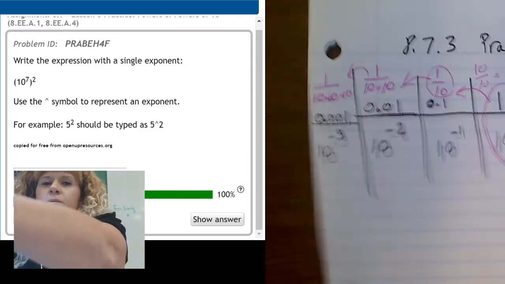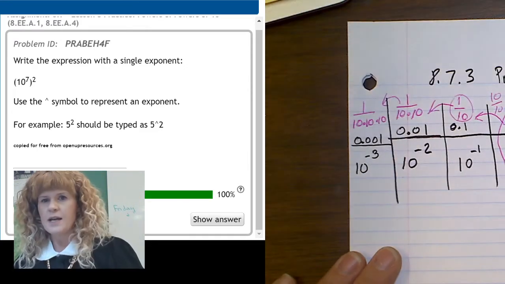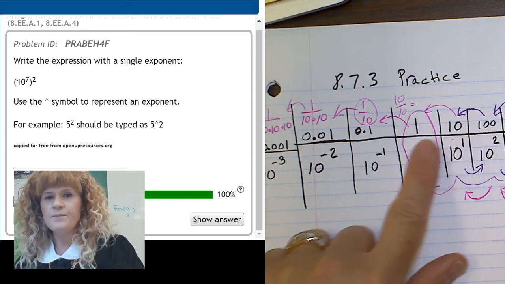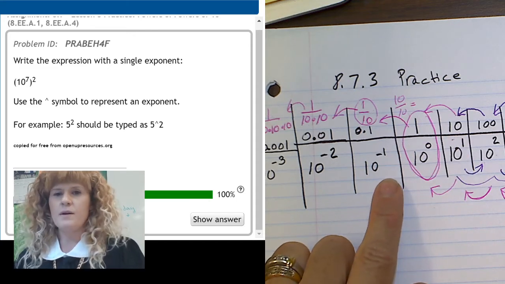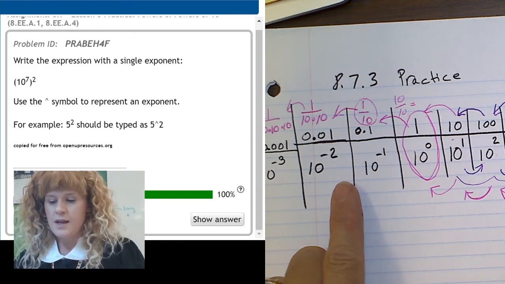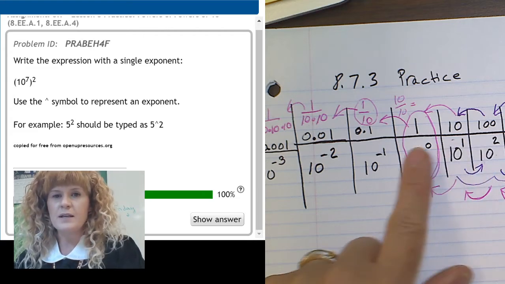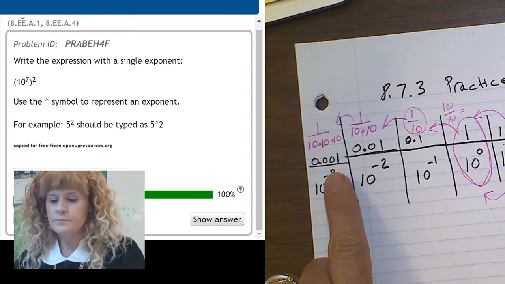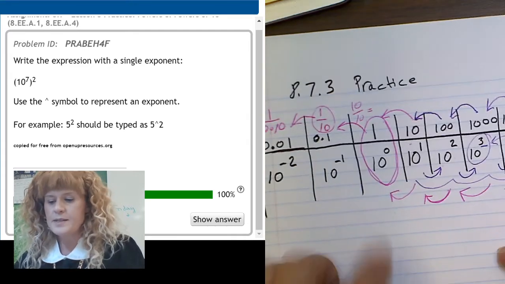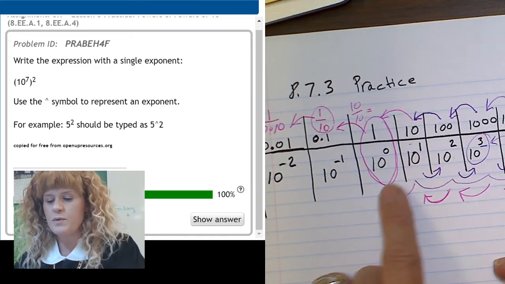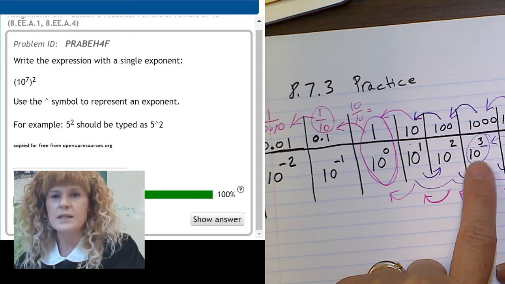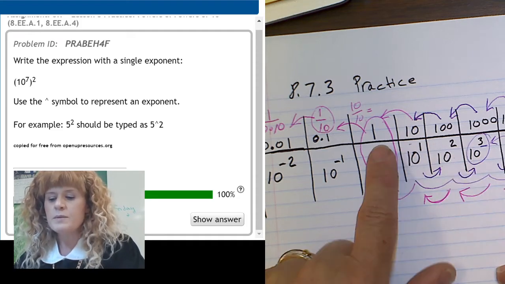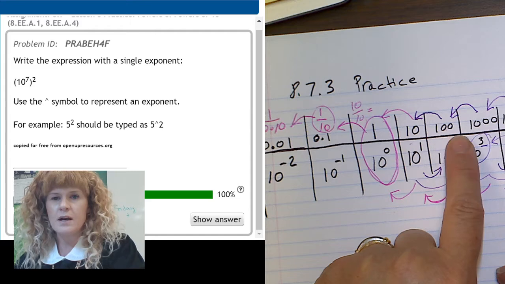What I want you to realize is that every time we divide by 10, the value of the exponent decreases. And every time we divide by 10, our decimal moves over. That's the opposite of multiplying by 10. When we multiply by 10, the exponent increases. When we multiply by 10, we add on another 0.